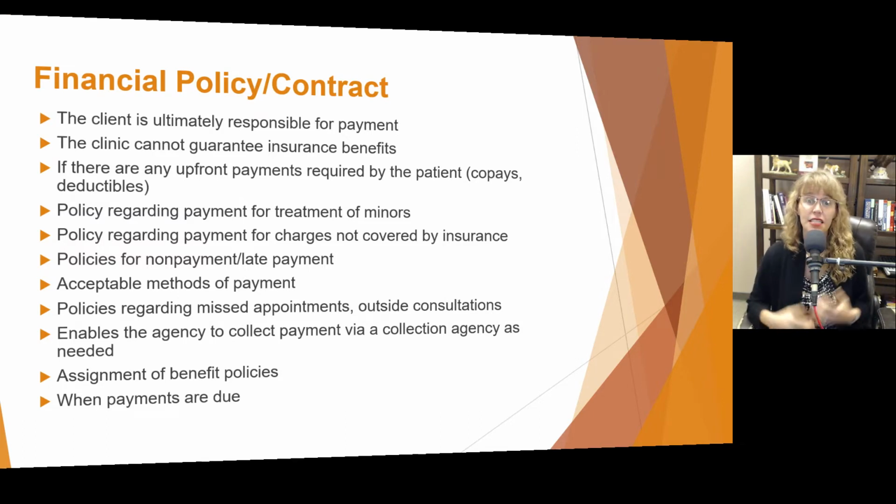There should be policies stated very clearly about non-payment and late payment issues, acceptable methods of payment, policies regarding missed appointments and outside consultations. For example, if the client wants you to consult with their primary care physician or consult with their lawyer, there need to be policies for how that would be billed, because obviously those are probably not going to be covered under insurance, and what you are willing and not willing to do and the process for that.